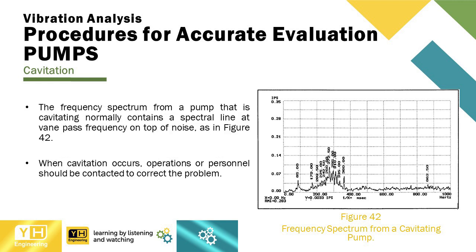The frequency spectrum from a pump that is cavitating normally contains a spectral line at vane pass frequency on top of noise, as in Figure 42. When cavitation occurs, operations personnel should be contacted to correct the problem.